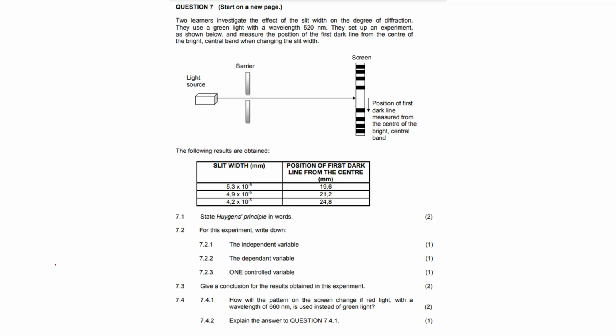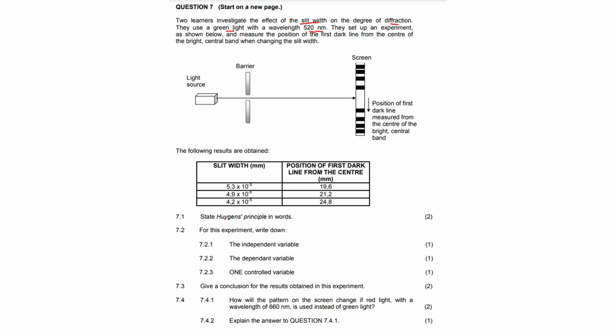Okay guys, let's take a look at this question where we have two learners who investigate the effect of a slit width on the degree of diffraction. They use a green light with a wavelength of 520 nanometers, and they set up an experiment that they show you below to measure the position of the first dark line from the center of the bright central band when changing the slit width. Alright, so there we have our table, our slit width and the position.